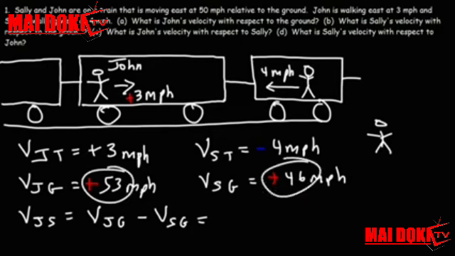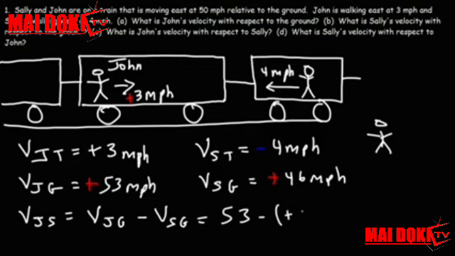It's those two numbers. So it's going to be 53 minus positive 46. 53 minus 46 is positive 7. So John's velocity relative to Sally is positive 7. What that means is that his velocity is 7 units greater than Sally's velocity, which makes sense. Positive 3 is 7 more units than negative 4.